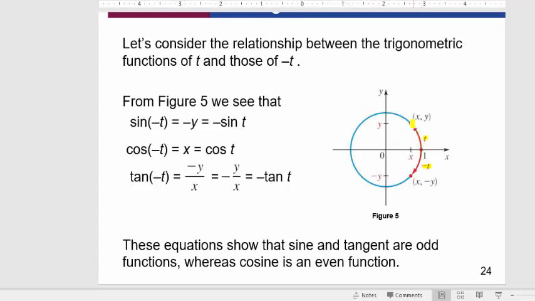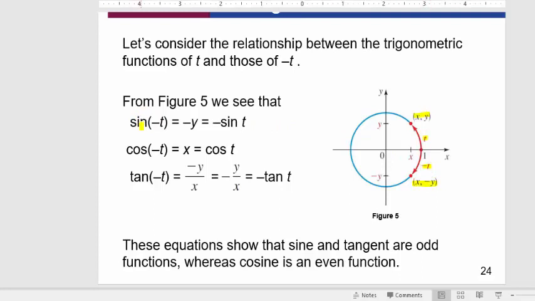t, right, you travel counterclockwise around the unit circle and you arrive at this point that you call xy, whereas with negative t, you travel clockwise and you arrive at this point, which would have the same x value, but the opposite y value. And that's going to be true for any value of t and negative t, right? If t is the point xy, negative t is going to correspond to the point x negative y. So the x value stays the same and the y value changes signs.